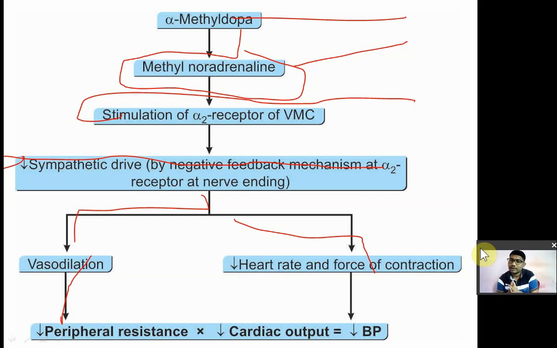It will ultimately decrease the cardiac output. And you know that blood pressure is nothing but peripheral resistance into cardiac output. If cardiac output is decreased and peripheral resistance is decreased, obviously blood pressure will decrease. That's how methyl dopa will act. Clonidine will also act in a similar way. Clonidine का सिर्फ active metabolite नहीं होता है, बाकी सब same है.